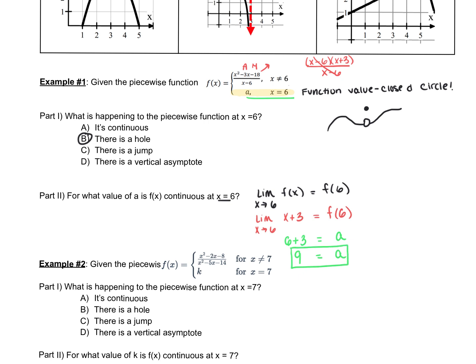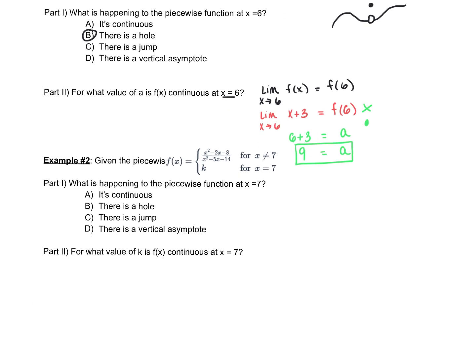So what you solved for was the a value that we would need to fill in this hole, right, up here. So pretend that this dot is no longer there and it's down in here. So now if a was equal to 9, we'd be able to fill in that hole, making this function continuous. Let's take a look at example number 2.